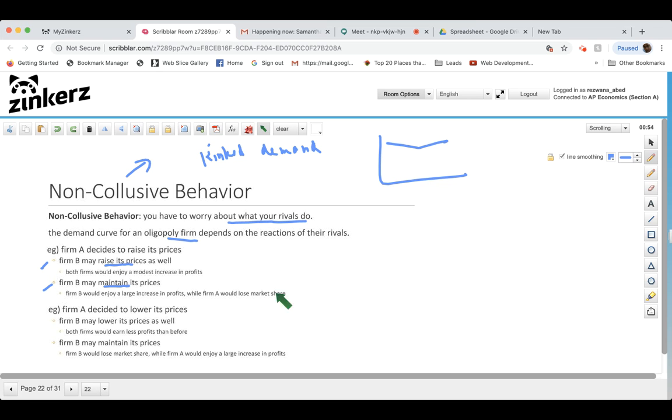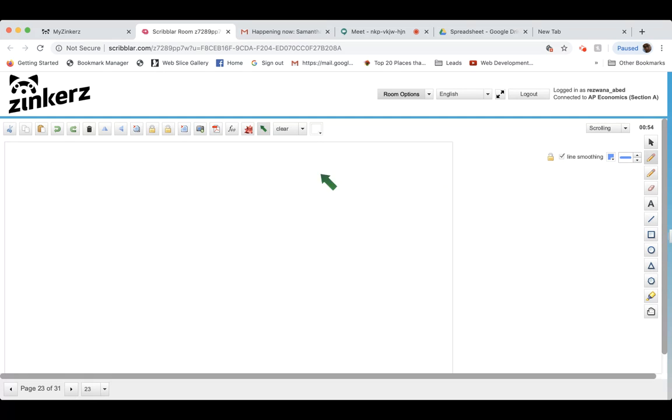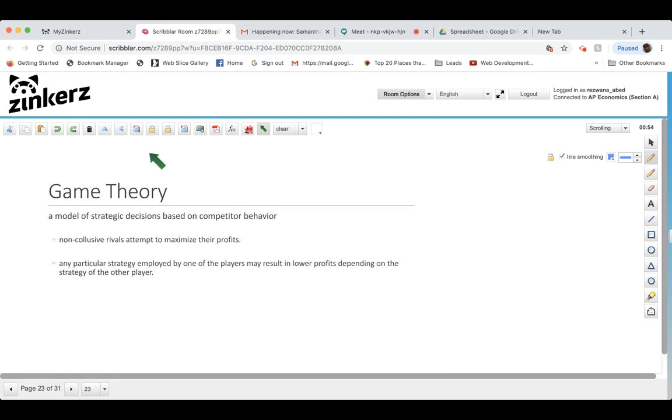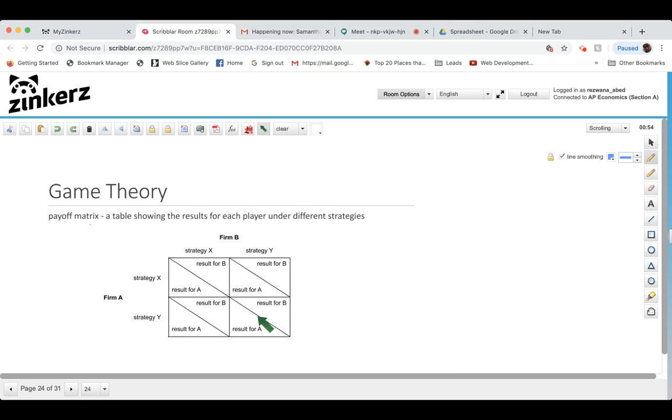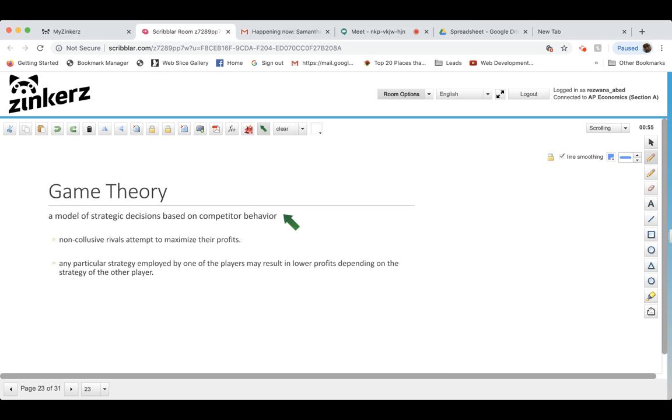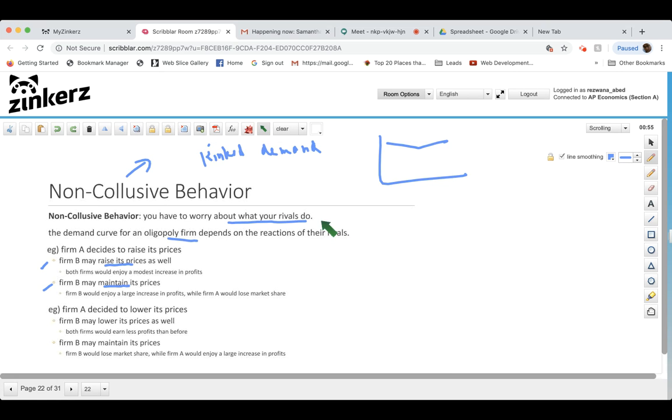So this is why we call this a game. You have to watch out for what your rival is doing. Next week in class we'll take a look at game theory. It's a model of strategic decision making based on how your competitor is behaving. We'll look at this kind of matrix. It's not difficult, but once you get your head around it. You can be sure that something like this is going to show up on either the multiple choice portion or the free response, so we'll really have to make sure we understand it well.